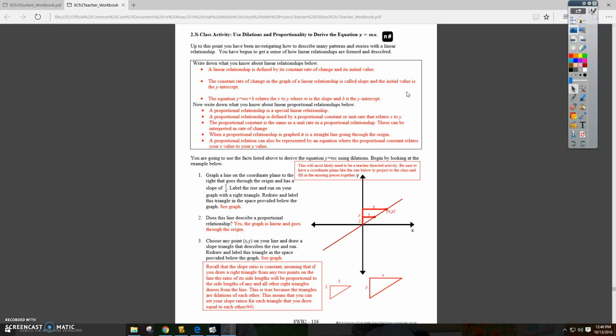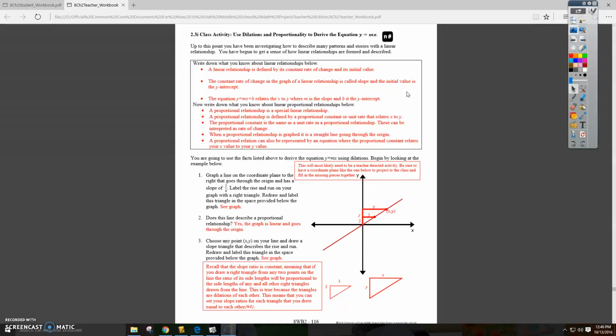Okay, now we're going to talk about the differences between those linear relationships and proportional relationships, which we're going to put in the bottom. Proportional relationships are a little bit different. First off, it says a proportional relationship is a special linear relationship. So they are linear, but they're a special kind.